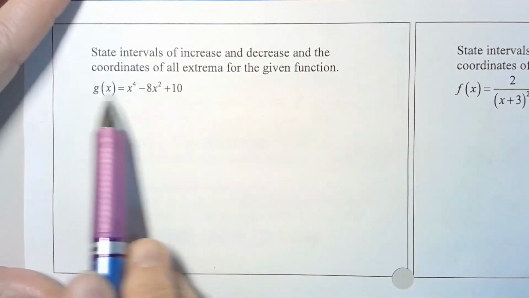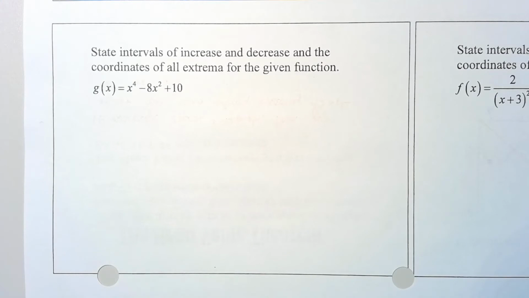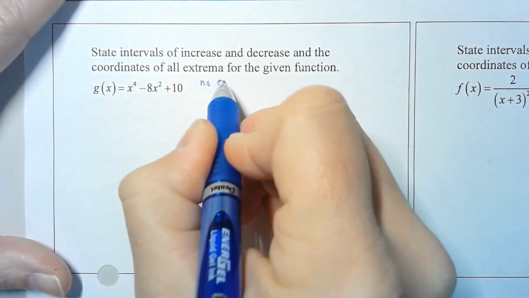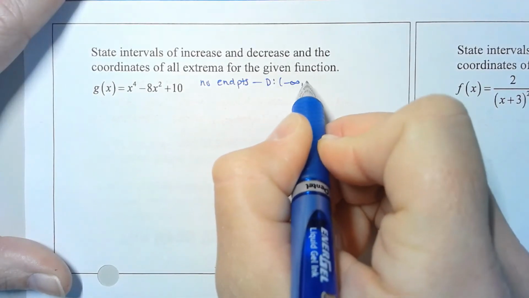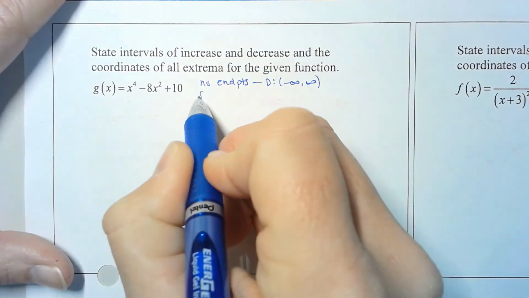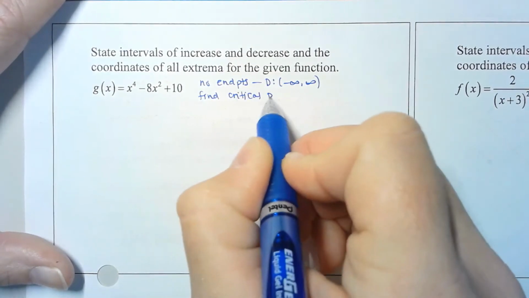It says for this function g of x, we're going to state the intervals of increase and decrease and the coordinates of all extrema. All right, so this is what's tying us into yesterday. So the first thing I notice is we don't have an interval, so we do not have any endpoints. I'm going to just jot that down. No endpoints because the domain is all real numbers, which means we just need to find those critical points.